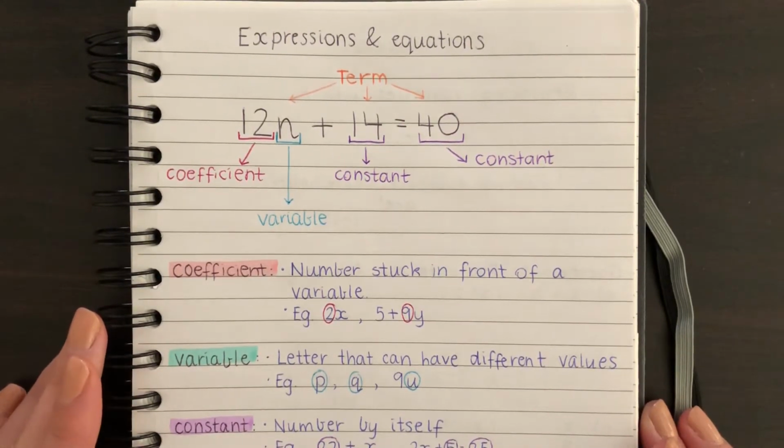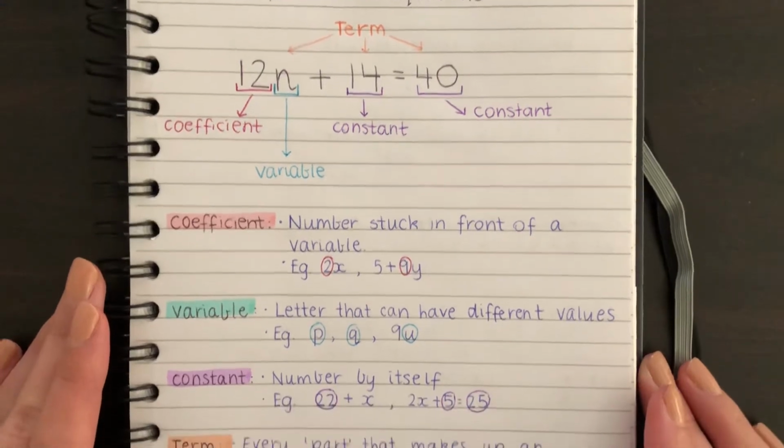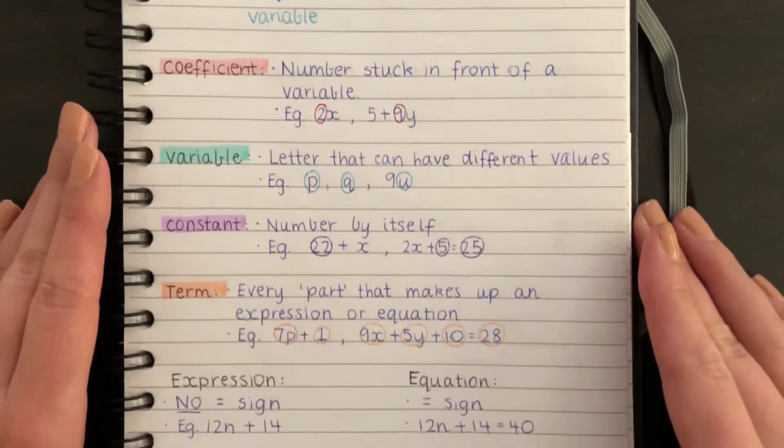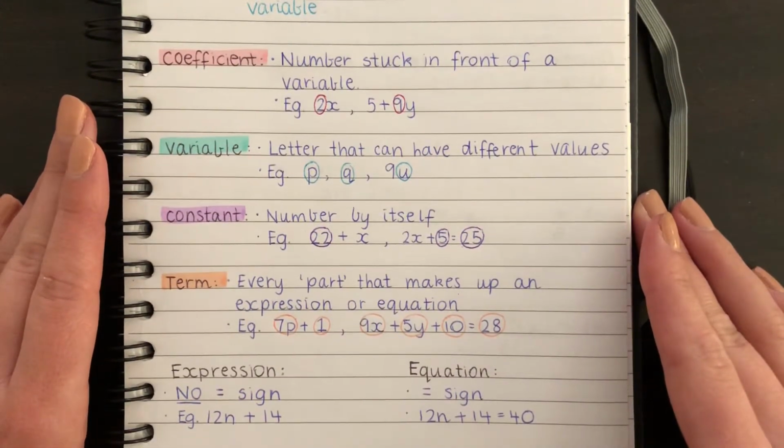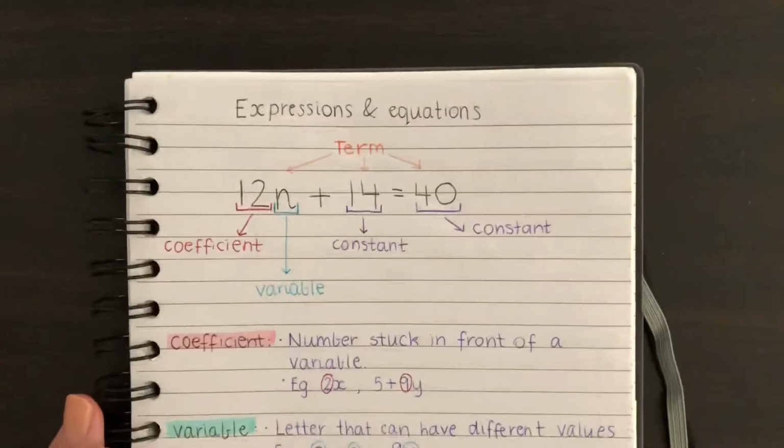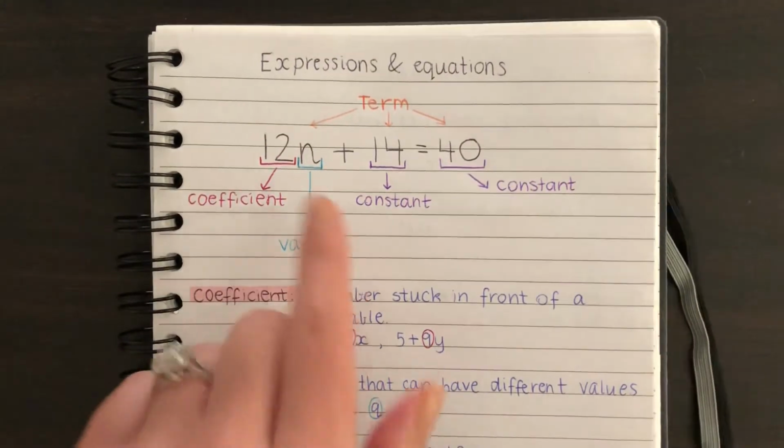You can pause me here, take a screenshot, or copy it down in your book. And then I'll also show you the bottom of my page. So again, pause me, write it down in your book, take a screenshot, and then press play once you've copied everything down. Okay, so expressions and equations.